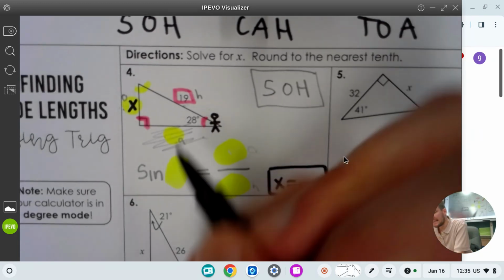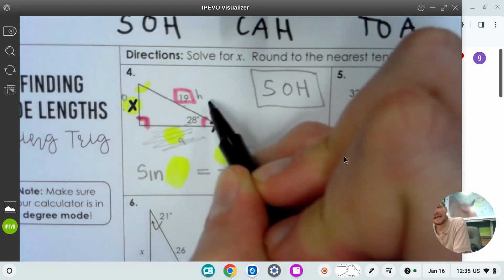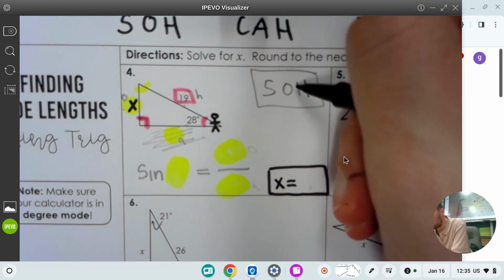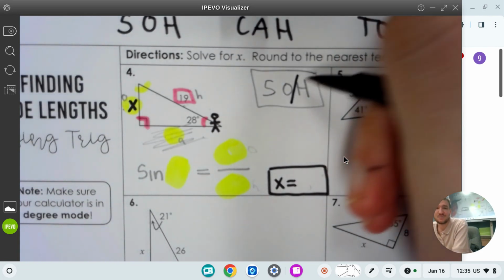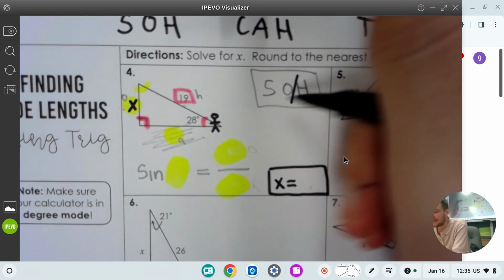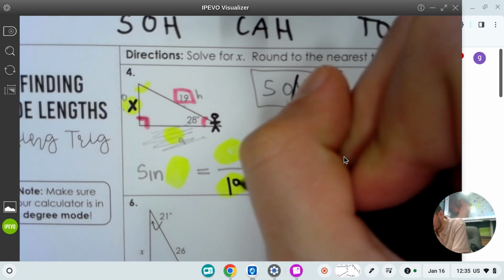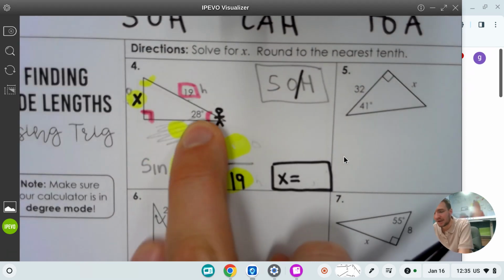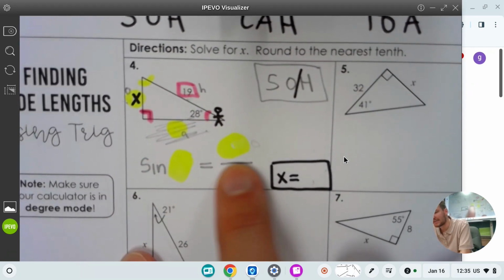So we know that 19 is the H, and that sine is O divided by H with H on the bottom. And so this 19 is my bottom number. Now, where does the 28 go? Does it go after the sine or does it go on top?